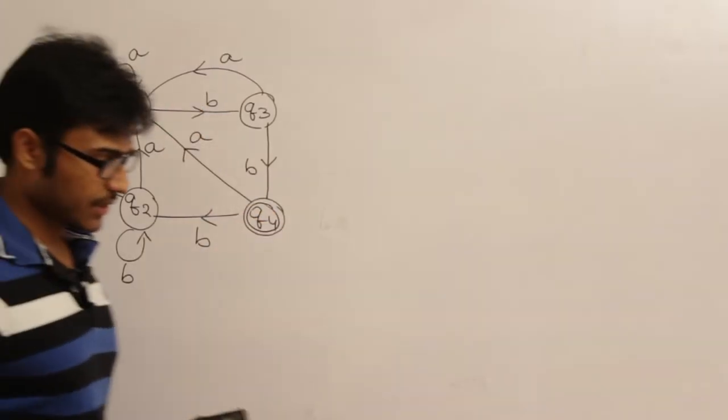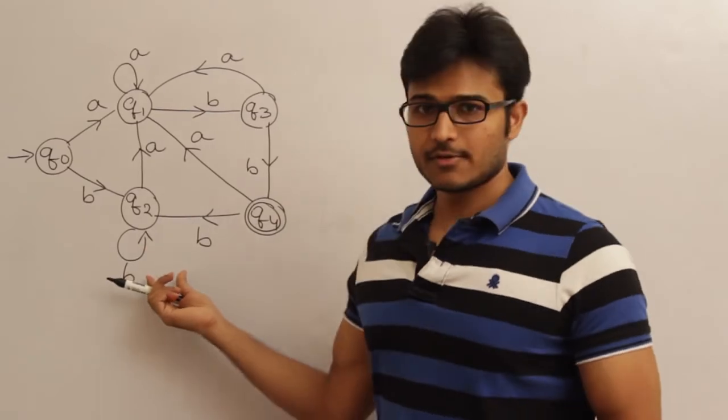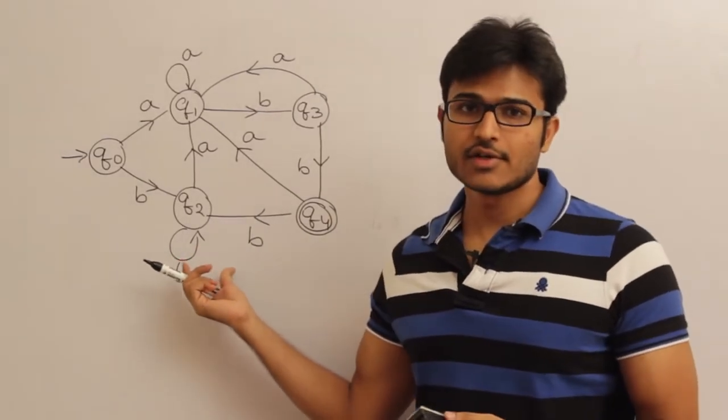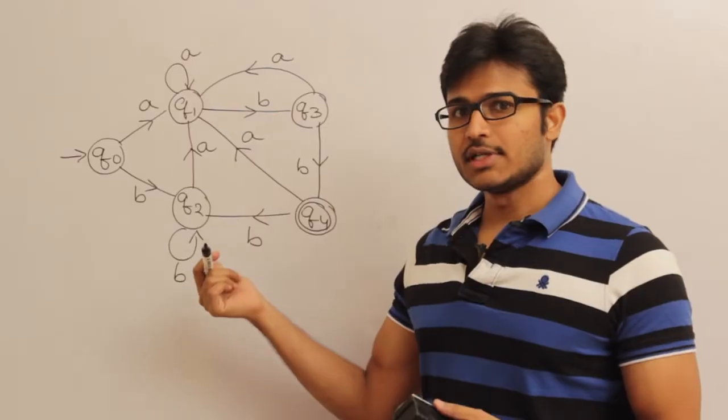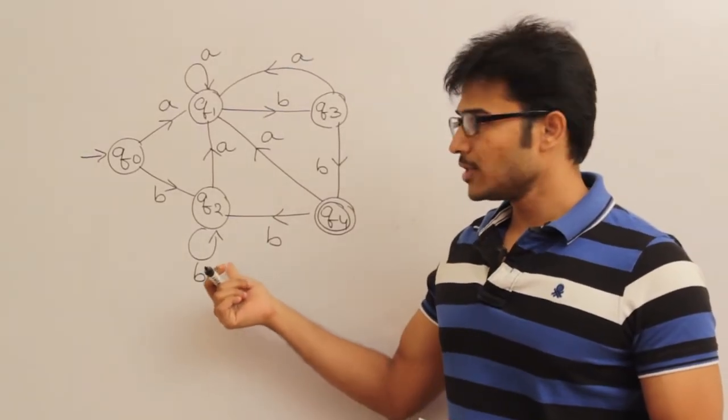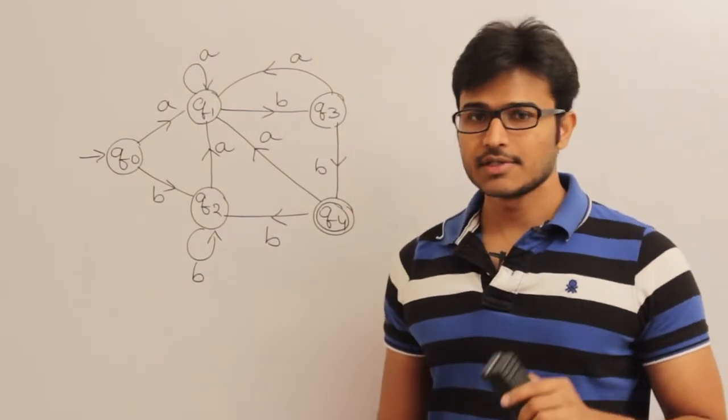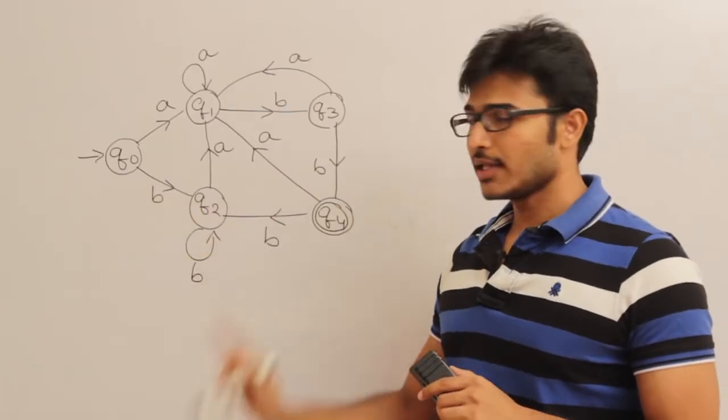So let us say this is the finite automata, a DFA. We are going to minimize only DFAs, not NFAs. This is the automata, which is a DFA, and I want to minimize the number of states in this. First step is to identify the start state and identify the final states.